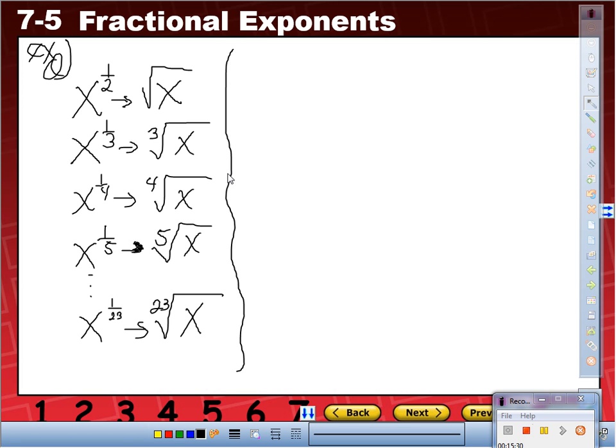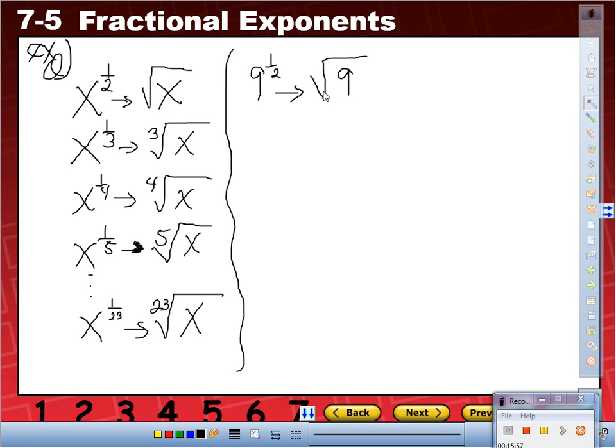Okay, here it goes. Instead of writing an x to the 1/2, I'm going to write 9 to the 1/2. Don't say it out loud. How would I rewrite that in a radical form? Who thought square root of 9? Okay. Now check this out.